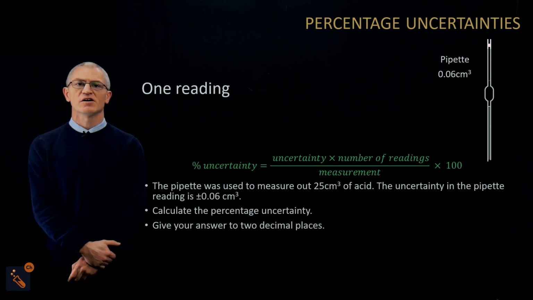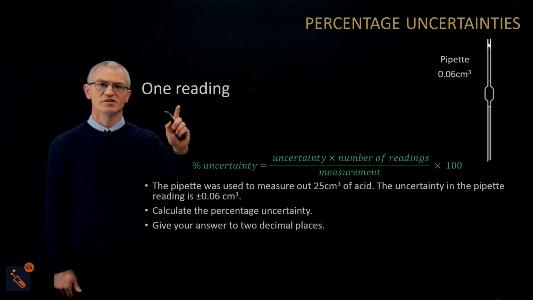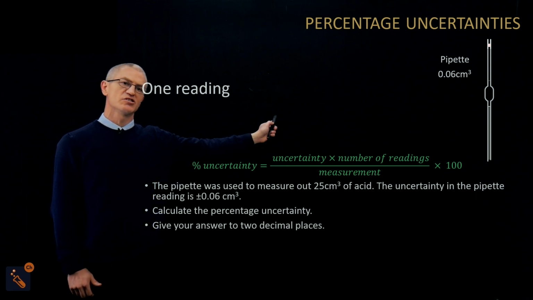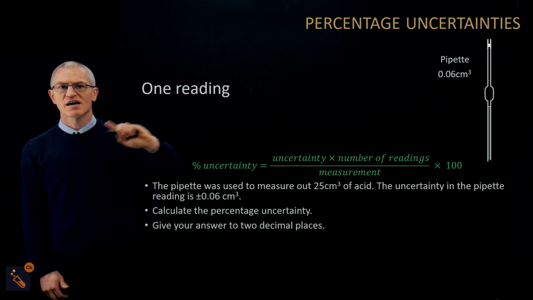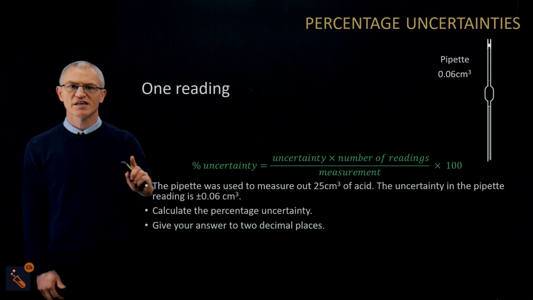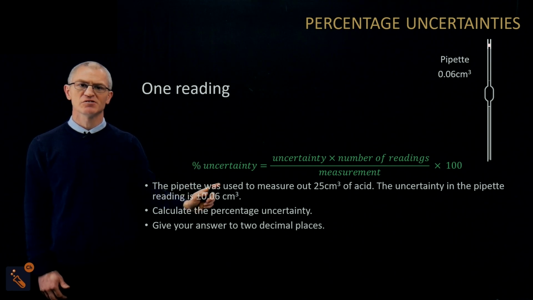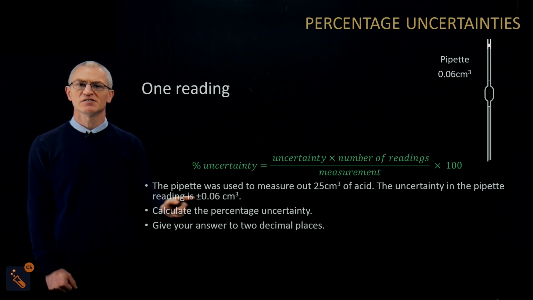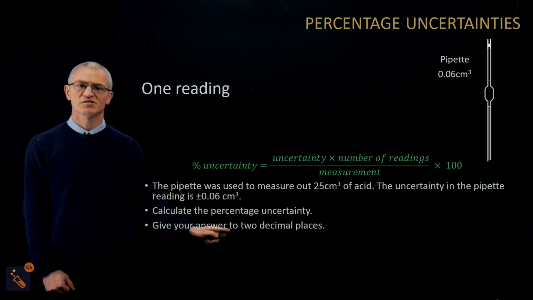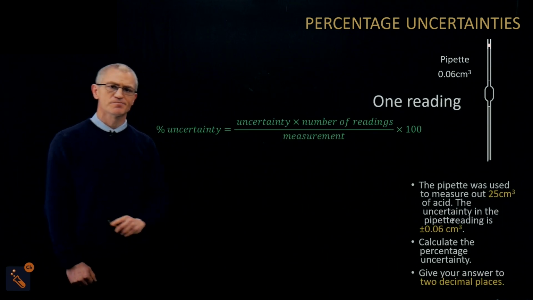Now let's go over a question about 1 reading. So we can see that one reading relates to the pipette, so we can see the pipette over there, okay, and that is 1 reading, so that then goes into our equation. The pipette was used to measure out 25 centimetres cubed of acid, so that's our measurement. The uncertainty was 0.06, so we've got our uncertainty. Really important here, it says give the answer to 2 decimal places. Let's get that out of the way.